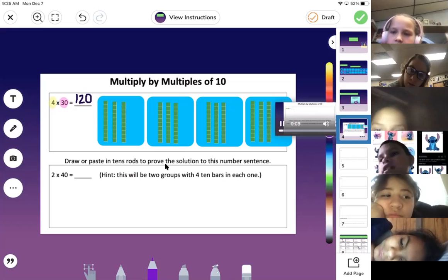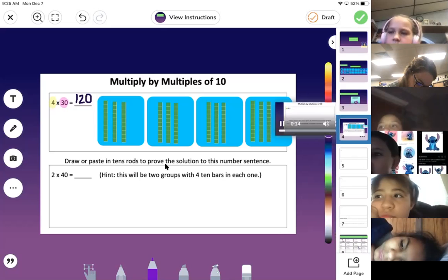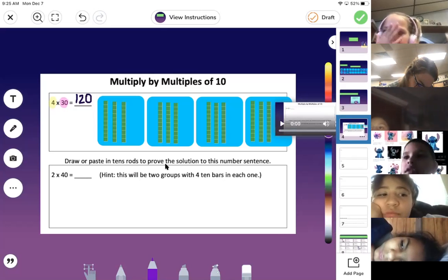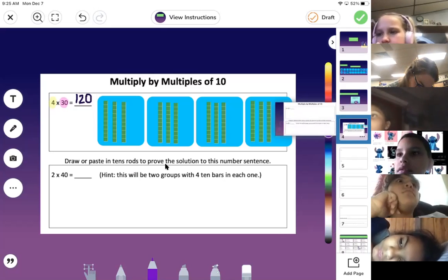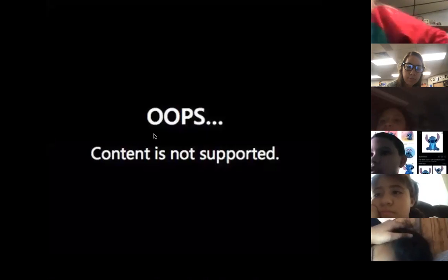Can you guys hear it? No. Solve this first problem. Now it is. Now it stopped again. It was playing and then it stopped. Now it says, oops, Connect is not supported. Content. Working on it. All right.